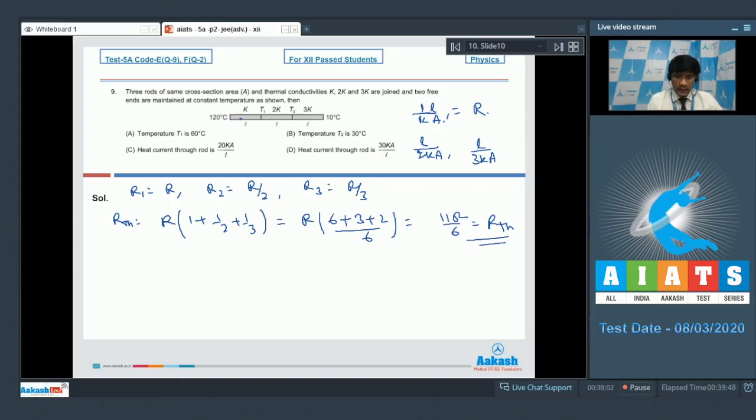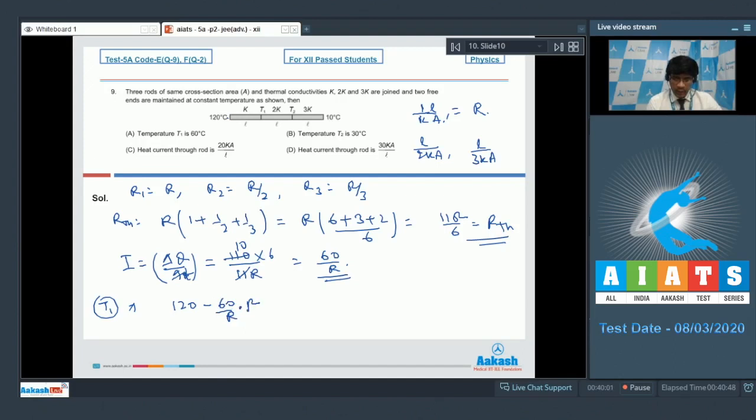So the heat current that will be flowing across this region, let it be I, is equal to delta T divided by R. It would be 110 divided by 11R into 6. This 11 will cancel out. So we are getting this value equal to 60 divided by R as the heat current. Now the temperature T1 is to be found, we need to find the temperature here. It would be 120 minus I into R1. I was 60 by R, and R1 is R. So I'm getting this answer to be 60 degrees. So option A is actually the correct answer.